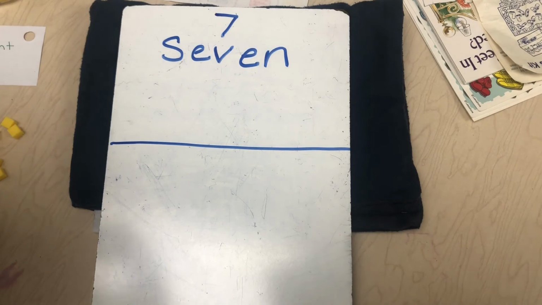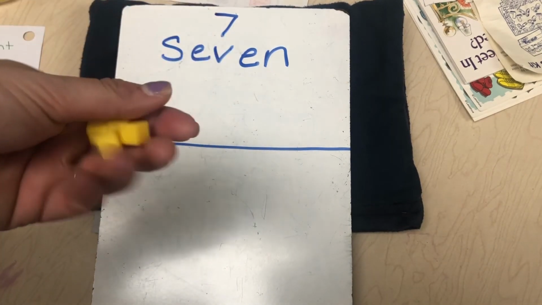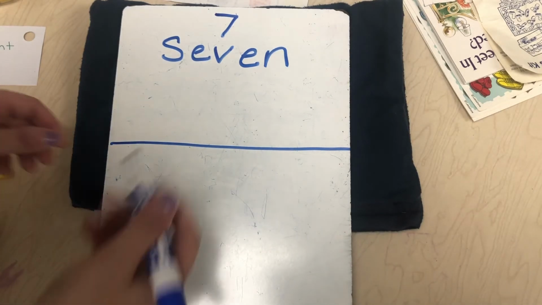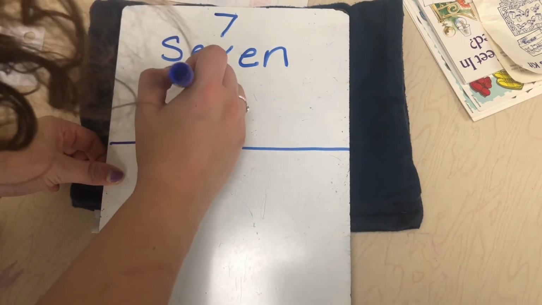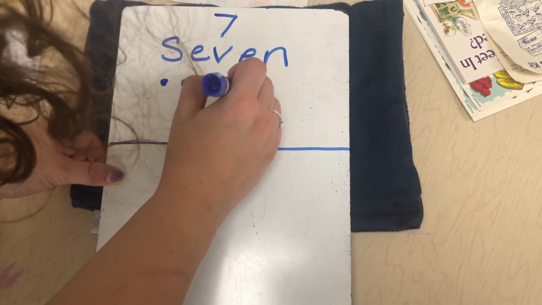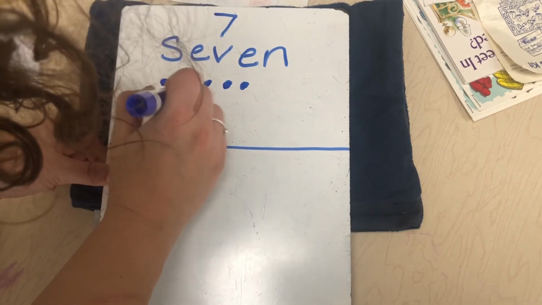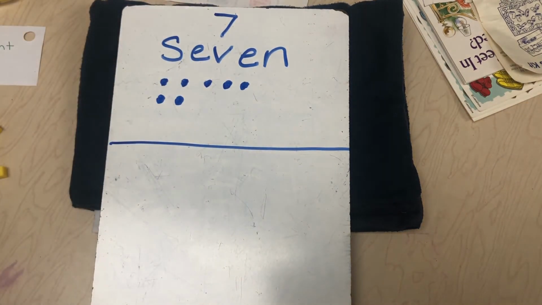We are going to show what the number 7 looks like. You can use manipulatives if you would like. I'm going to show you with dots. 1, 2, 3, 4, 5, 6, 7. I'm going to give you a minute to write that.